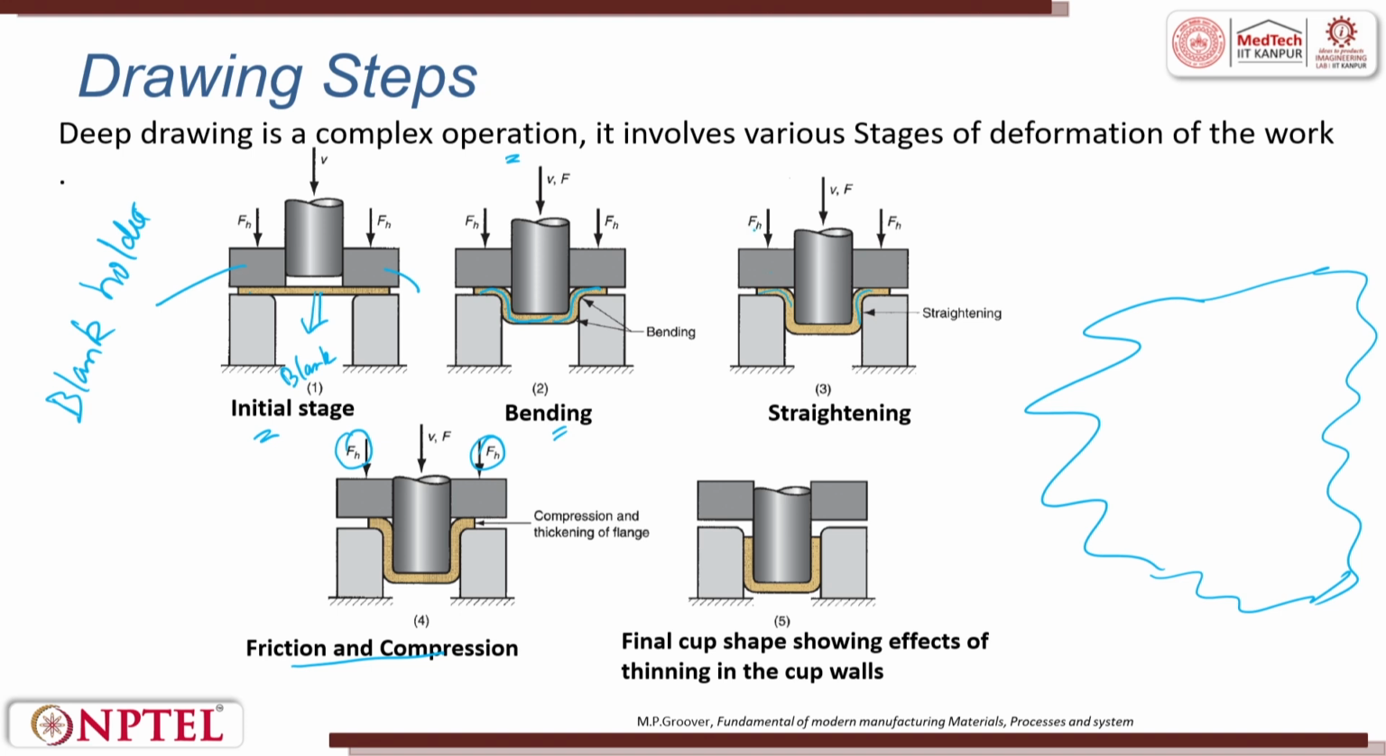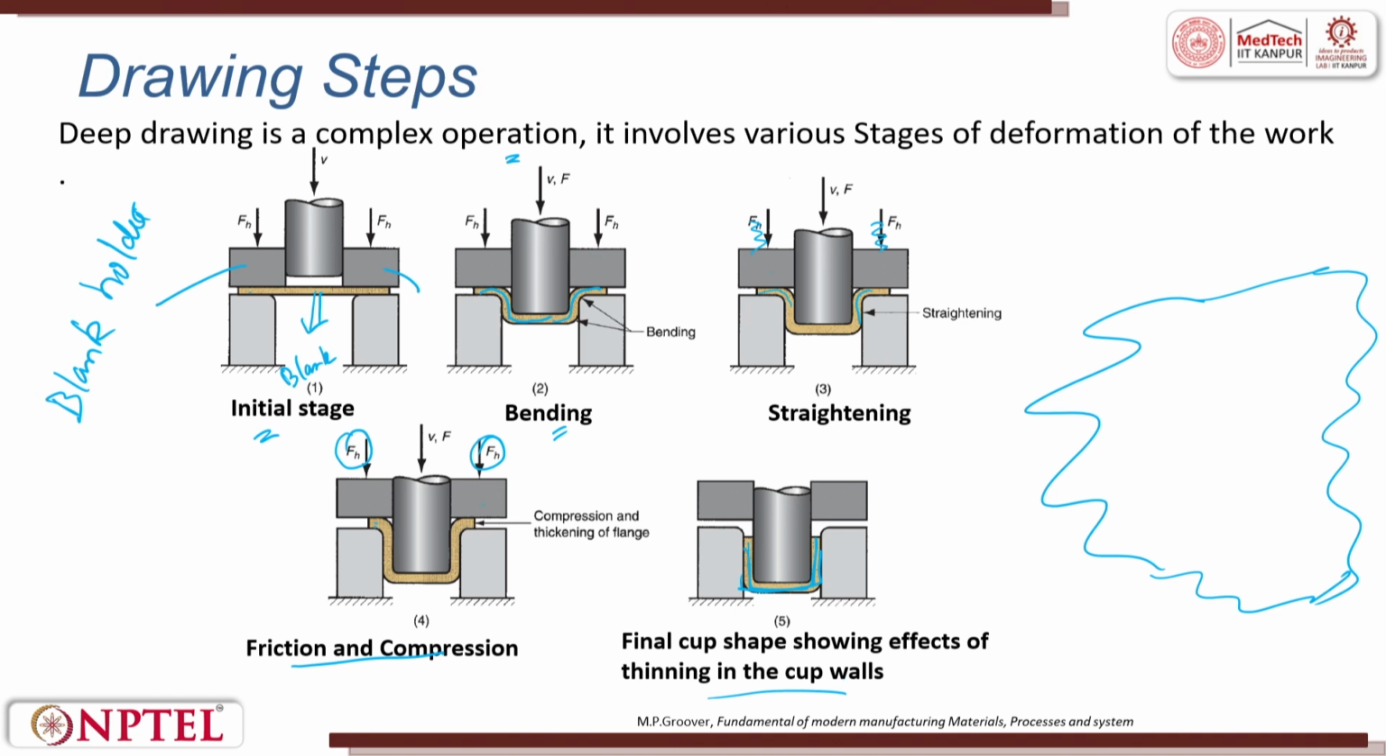Generally what we do is we try to have a load and then a spring, or we will have a nut to tighten this. That is how we do it. So, you can have the friction, and compression happens when it goes to the final one. Finally, all the material below the blank holder is eased out and you create a straight wall. This is called the final cup shape, showing the thinning into a cup wall.